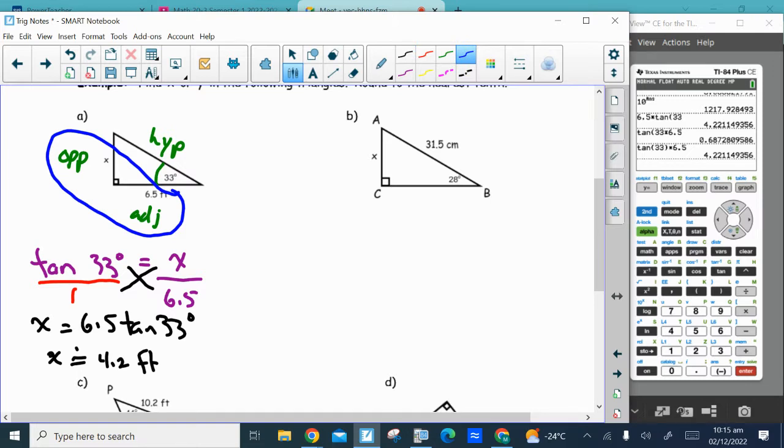We start by labeling the sides of the triangle. The side across from the right angle is the hypotenuse. That never changes. We're given this angle in the bottom right-hand corner to be 28 degrees. That's the angle we're going to use. So the side across from that is the opposite. The third side is the adjacent side. This is no different than what we did over the last couple days.